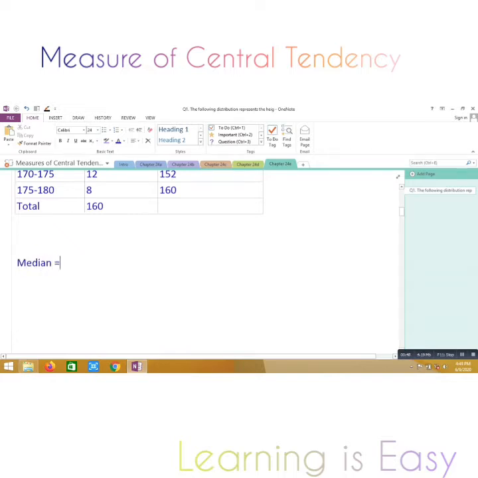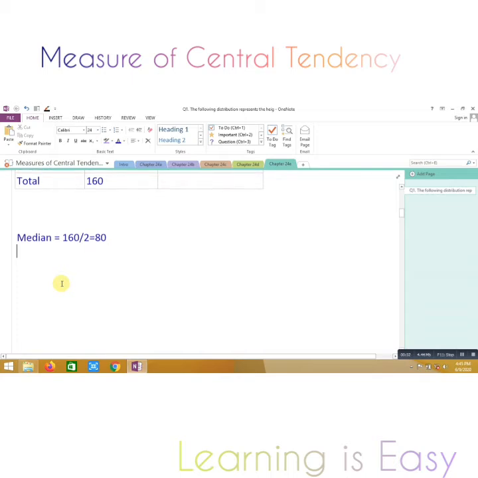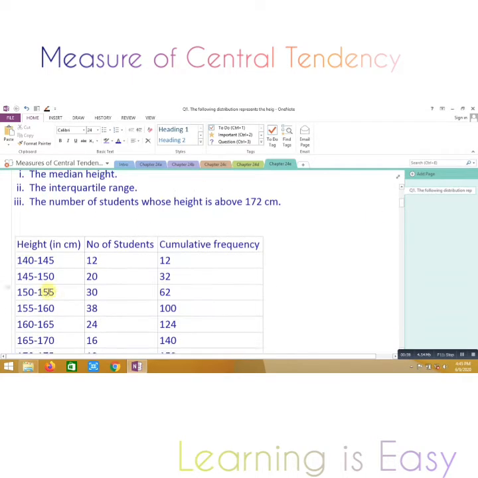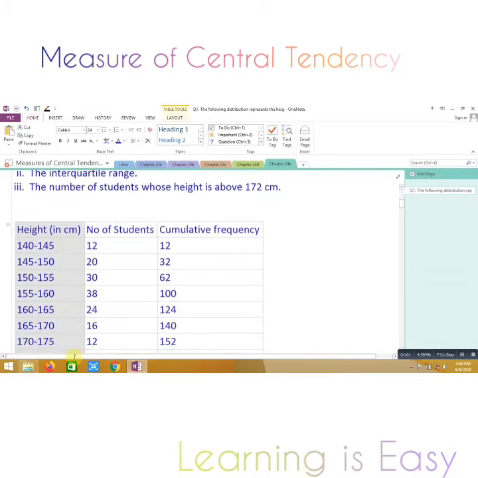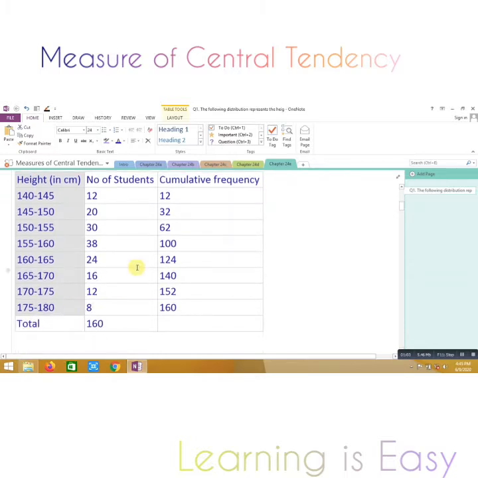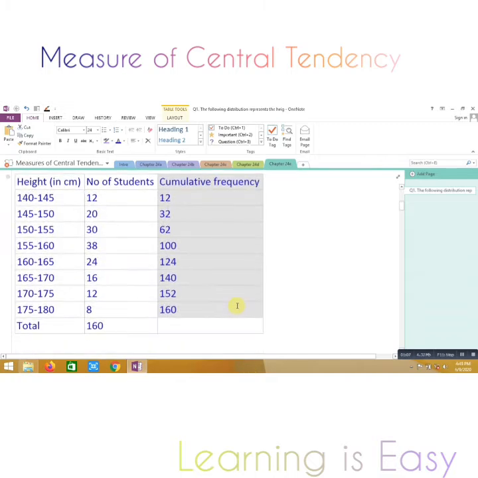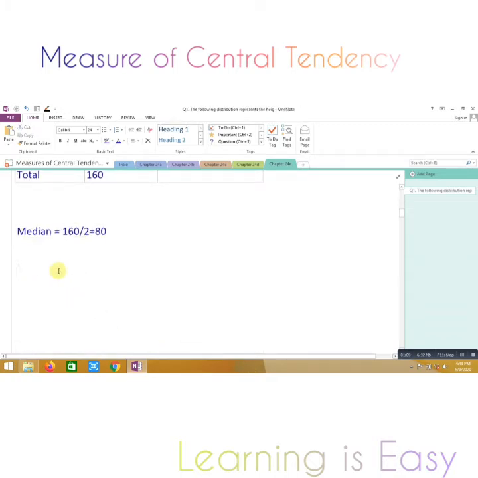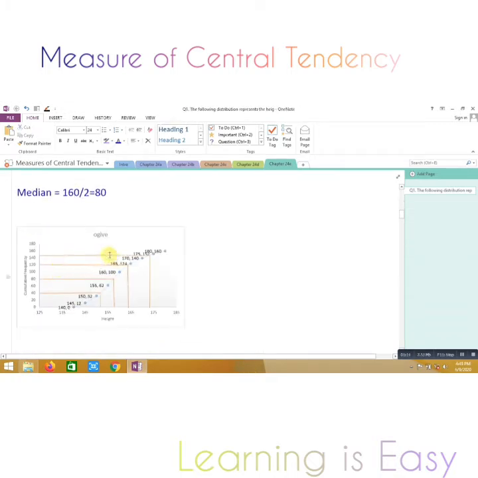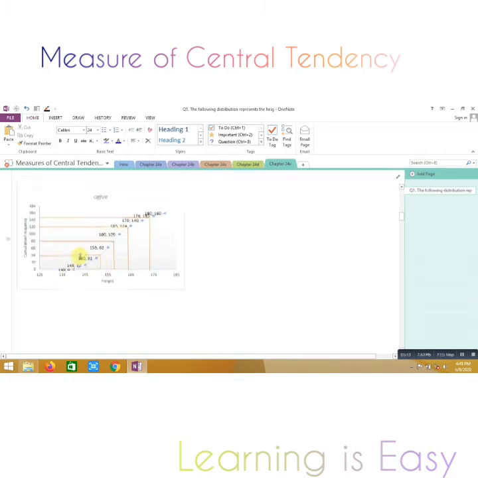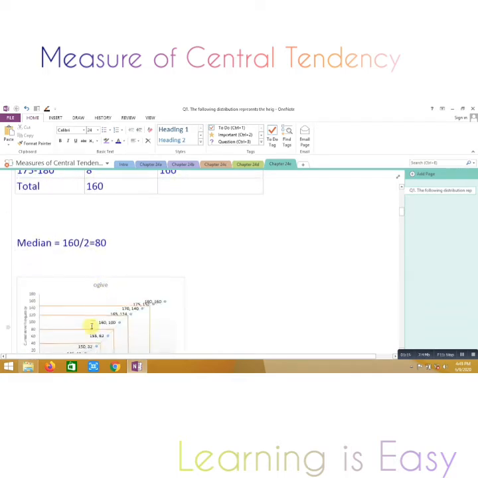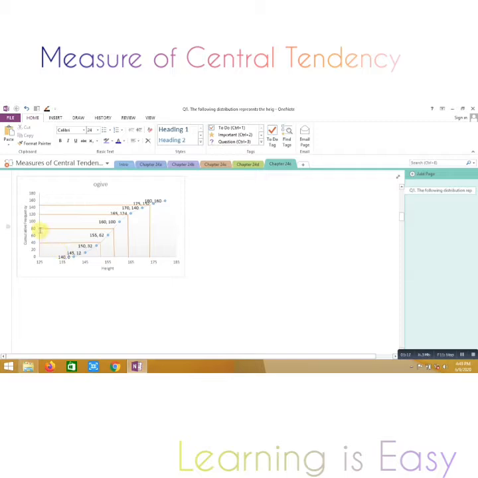So total is 160 by 2. So that is 80th term is the median. So if you see for the 80th term, and based on the height and cumulative frequency, we can draw the cumulative frequency graph, with the height on x-axis and the cumulative frequency on y-axis. Next we have to look for the median value 80.